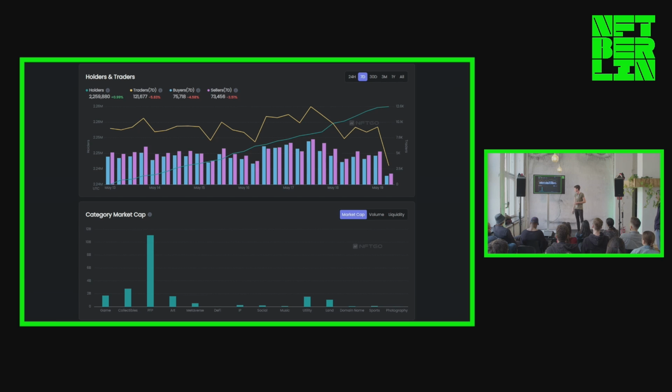The second thing I'm checking is the number of holders and traders. Since I'm following different categories, this part is also important for me: how they are developing on the market, what's driving the market, and what is not, and what people are actually buying and investing in. I'm usually investing in games. I'm trying to avoid PFPs, etc. So this is something that I'm following.